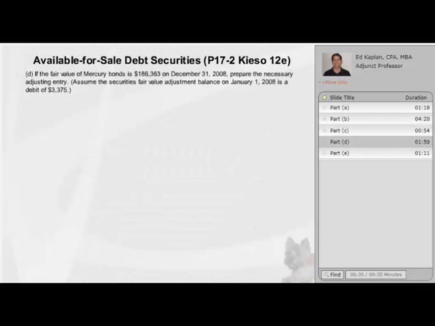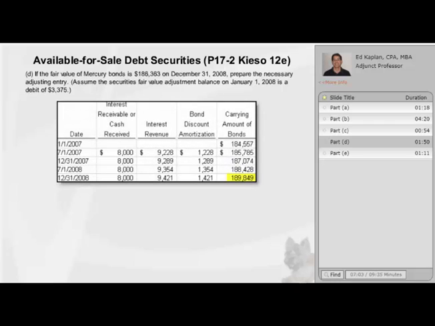Okay, next part D says if the fair value of Mercury bonds is $186,363 on December 31st, 2008, prepare the necessary adjusting entry, and we are to assume the security's fair value adjustment balance on January 1st, 2008, so the beginning of that year, is a debit of $3,375.